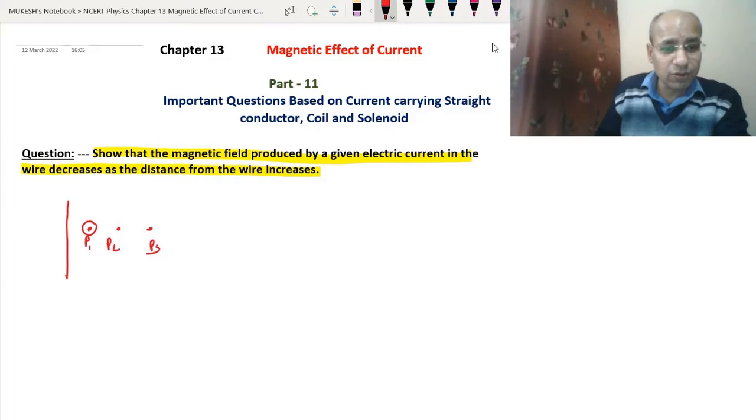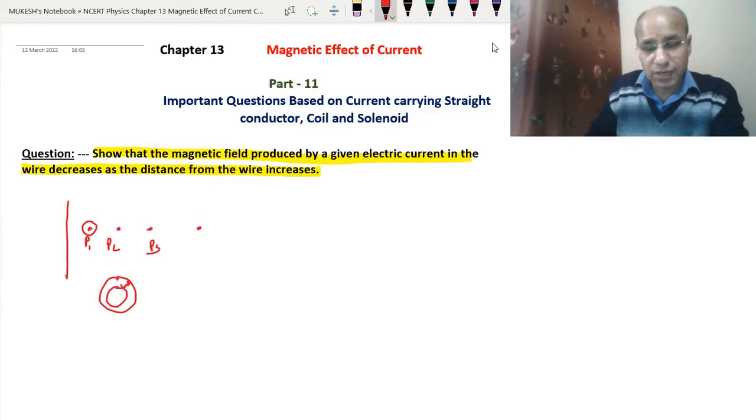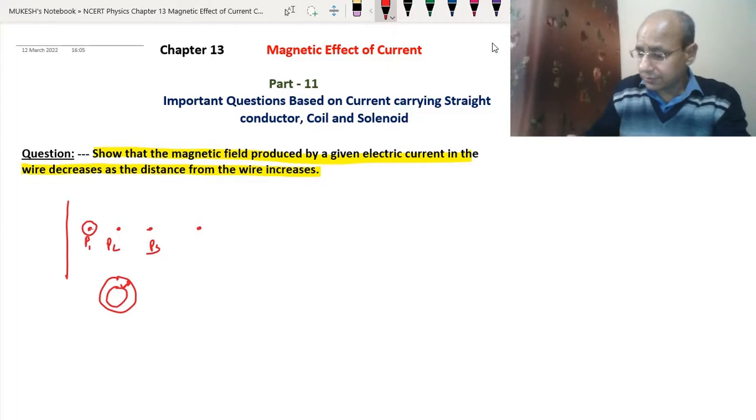We have a second way also. Suppose we put iron particles. What will happen? The gap between the concentric circles will start increasing as we go away from the wire. If we keep one point here, it will be even more. This gap between the concentric circles will keep on increasing as we move away from the wire. So now let's write it.